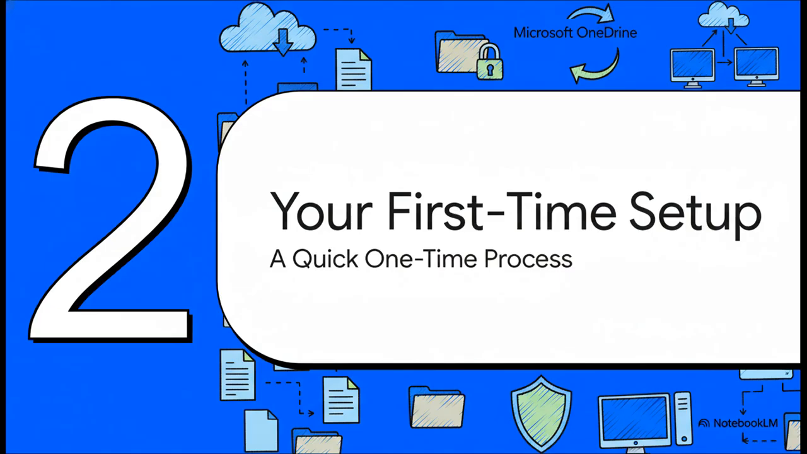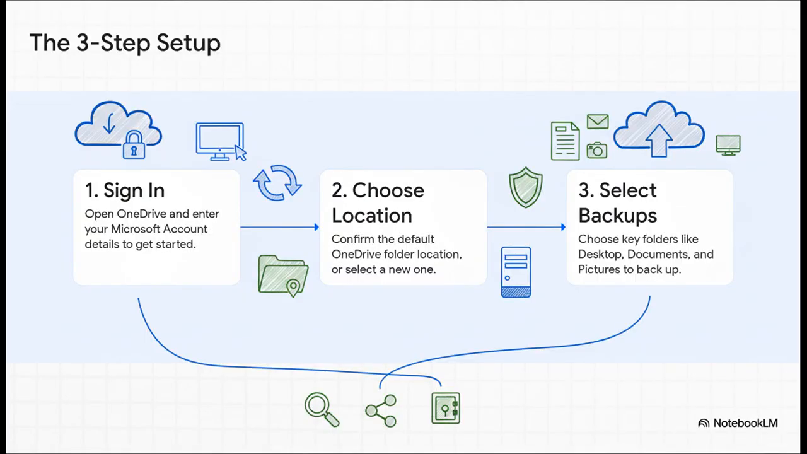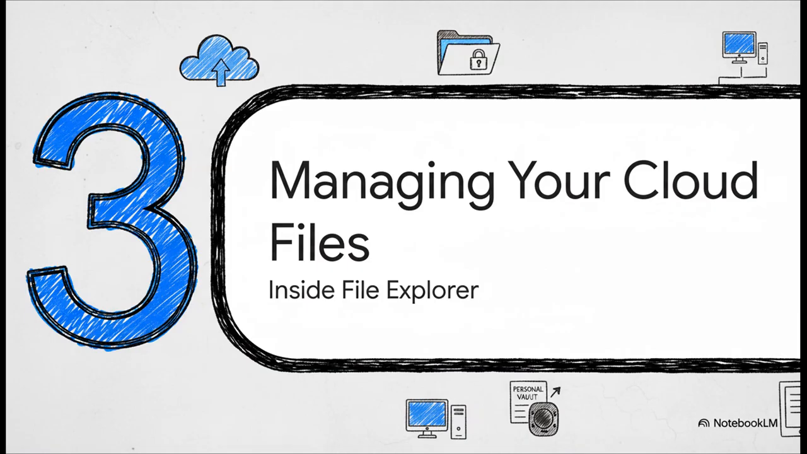All right, time to get practical. We are going to walk through the super quick one-time setup process. I promise, this is going to take maybe a minute, and then you'll be completely up and running. The setup is basically just a simple three-step dance. First, you sign in with your Microsoft account. Easy enough. Next, you tell it where you want the main OneDrive folder on your computer. Honestly, the default location is usually fine. And then, the best part, you get to choose which key folders, like your desktop, documents, and pictures, you want to back up automatically. This right here is a total game changer for just keeping your important stuff safe without even thinking about it.